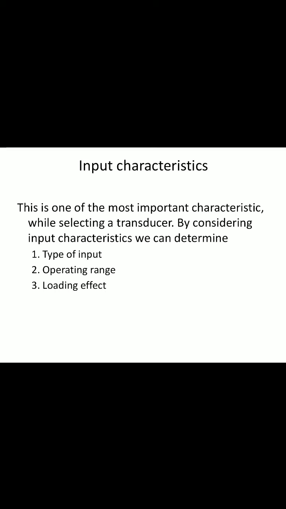Input characteristics. This is the most important among the three, and this comprises of three elements. One is type of input, then operating range, loading effect. We know the transducer selection will vary based on the nature of input signal. If we want to measure a sound signal or if we want to measure a pressure or a temperature of an area, the selection of transducer will be different. So the nature of input is a key parameter.